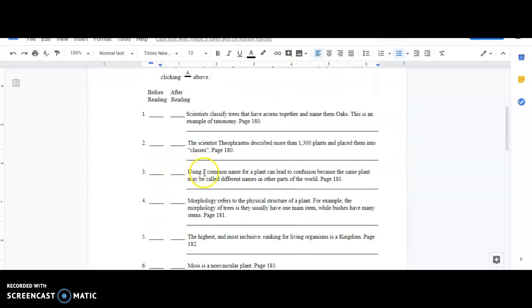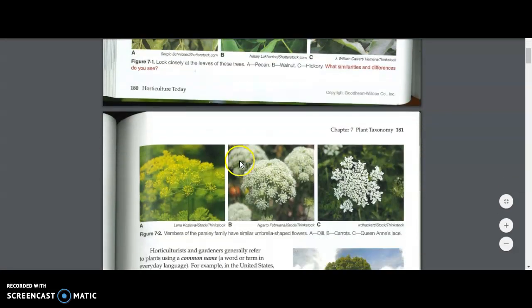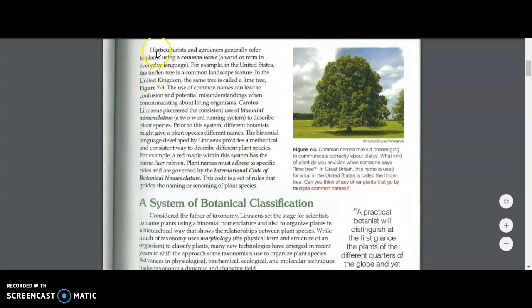Number 3 says using a common name for a plant can lead to confusion because the same plant may have been called different names in other parts of the world. Horticulturalists and gardeners generally refer to plants using a common name, a word or term in everyday language. For example, in the United States, the linden tree is a common landscape feature. In the United Kingdom, the same tree is called a lime tree. You can see that in figure 7-3 over here. The use of common names can lead to confusion and potential misunderstandings when communicating about living organisms.